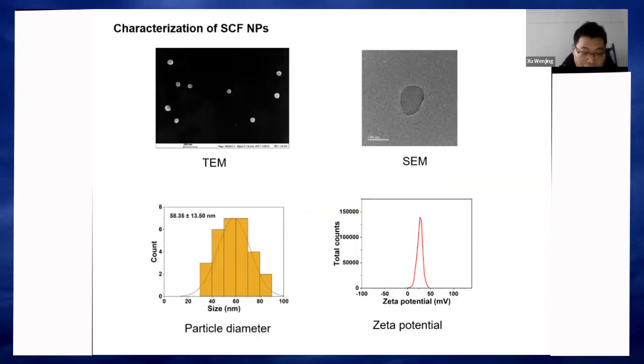The SEM and TEM showed that the prepared nanoparticles were uniform and spherical in morphology, with a diameter around 58 nm, and the zeta potential was 58.93.